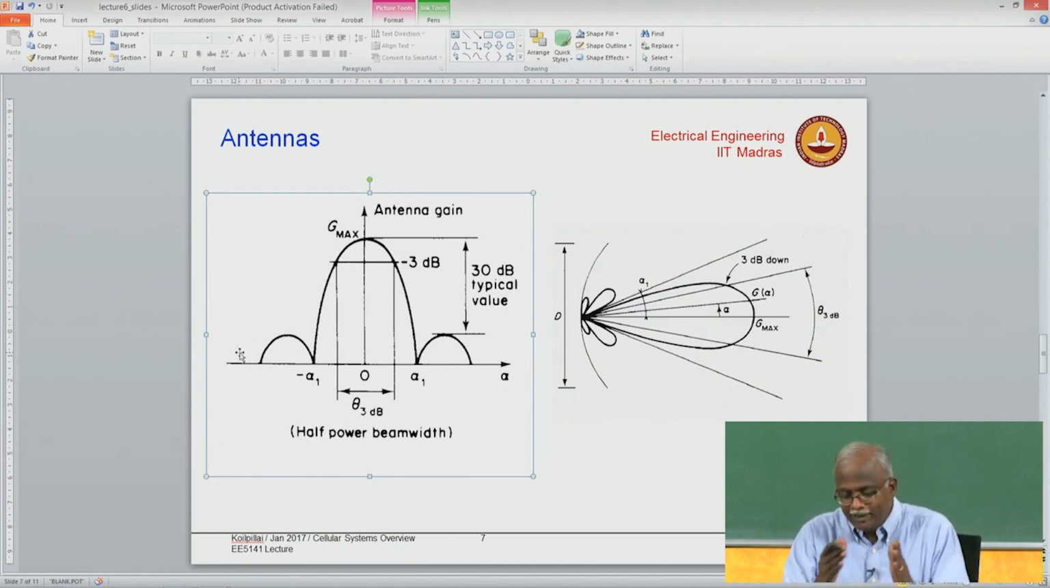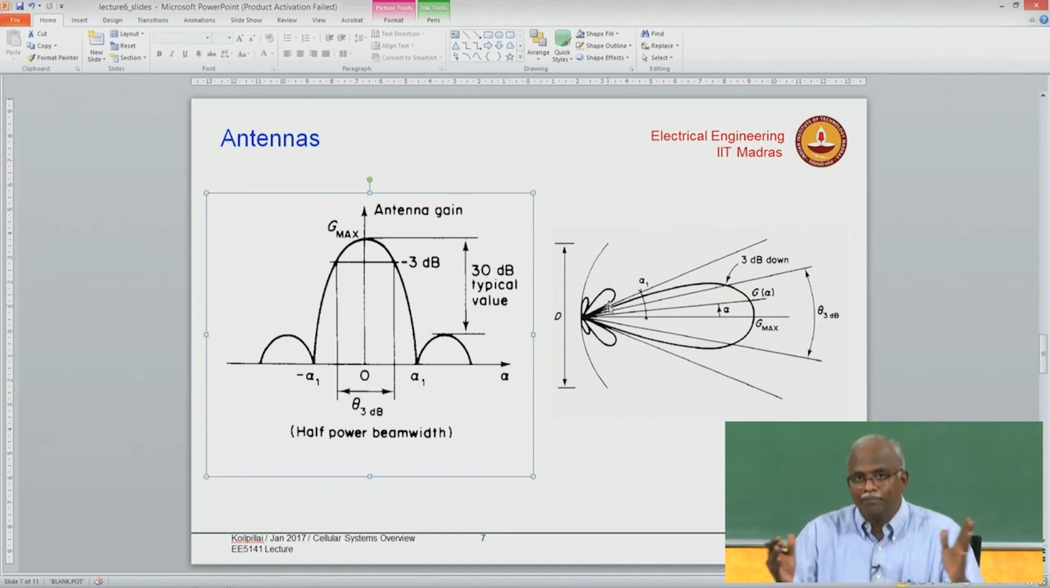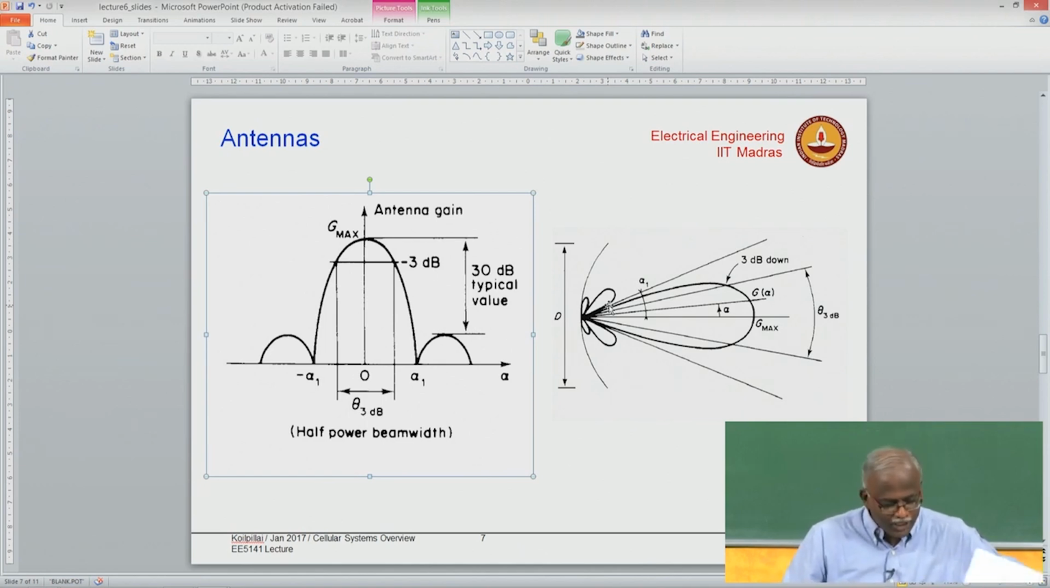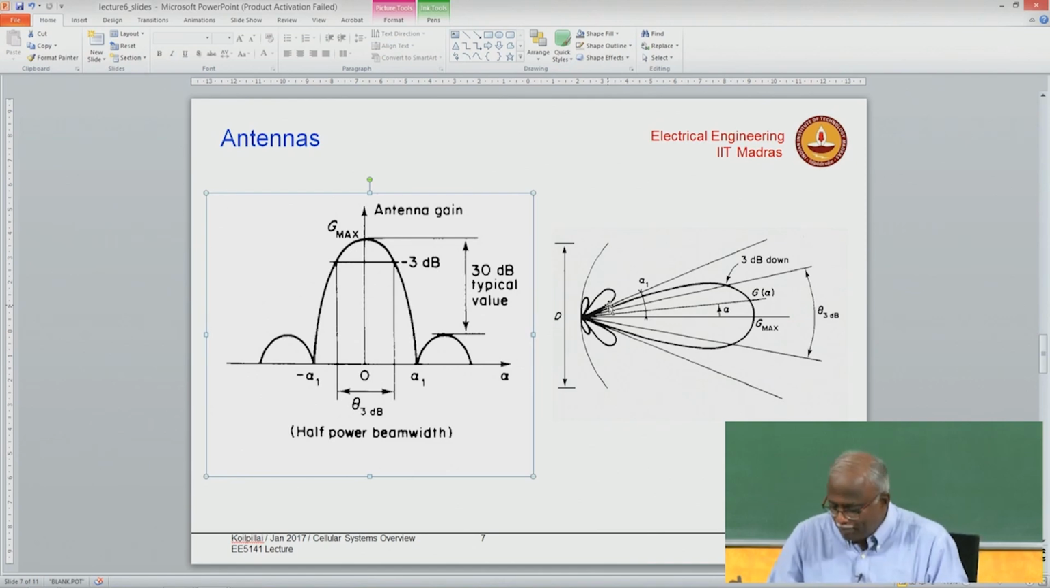Now, the radiation outside of the main beam width and the side lobes are undesirable, and we would like to keep that as small as possible to get the maximum amount of radiation in the direction of interest. So, this is how the directional antennas are designed, and the main difference between a base station antenna which is directional and a handset antenna which is omnidirectional. So, with this we have a basic understanding of the antennas.